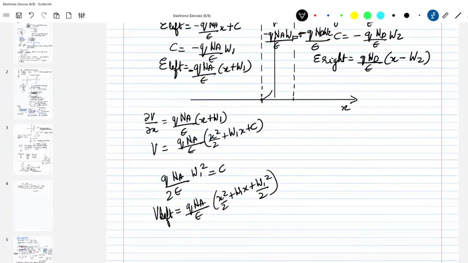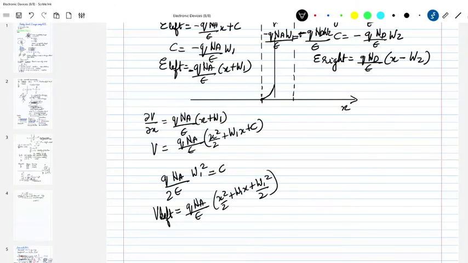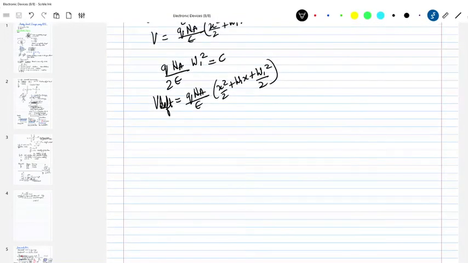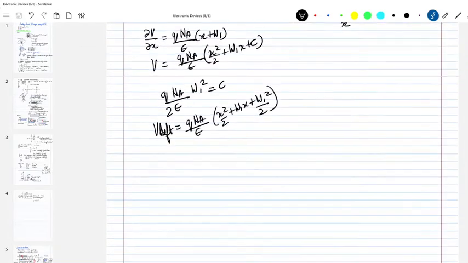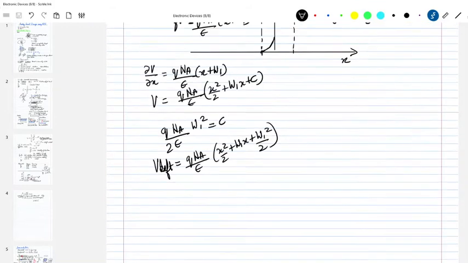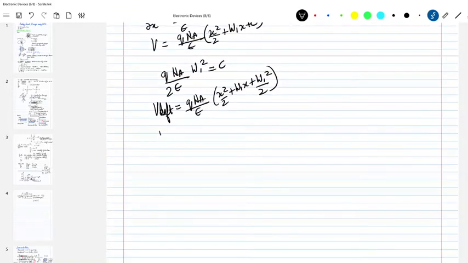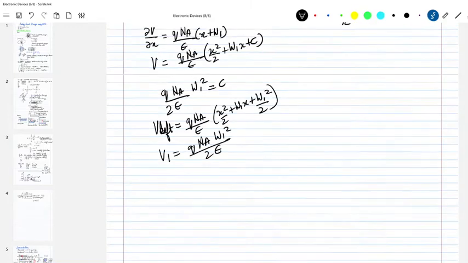So it's going to start with 0 and it's going to become that. I understood what that is, don't worry. Okay, so this is the left hand side. Now at x equal to 0, I would have V1, so this value is V1. If I substitute x equal to 0, then I have q N_A W1 square by twice of epsilon. So that's going to be V1.